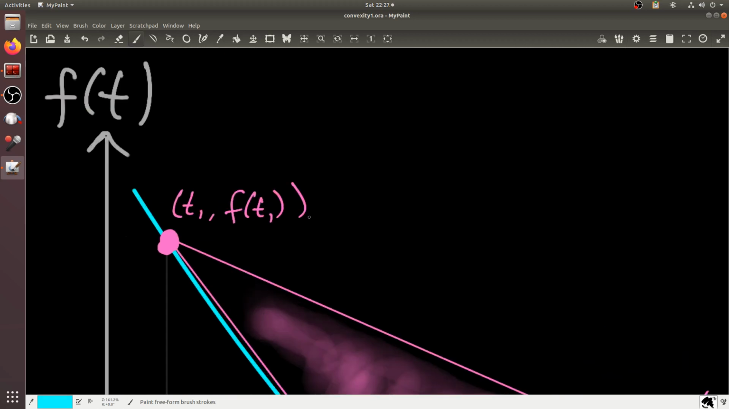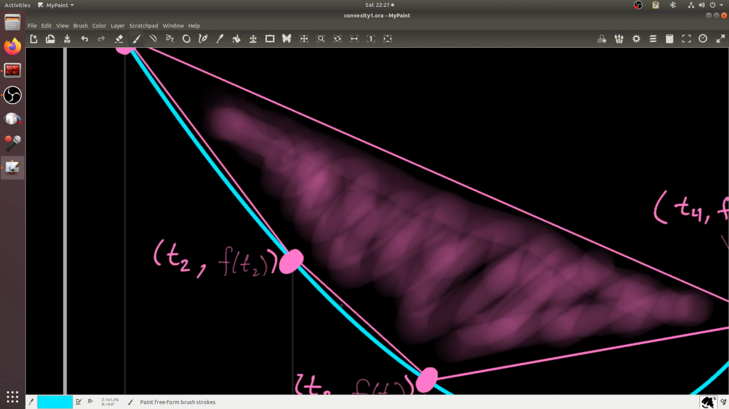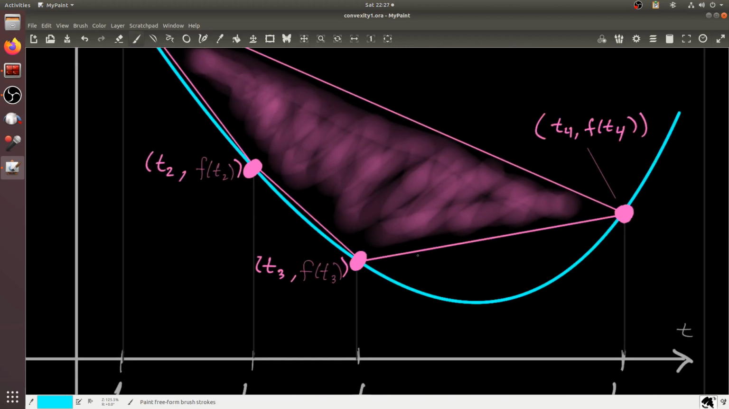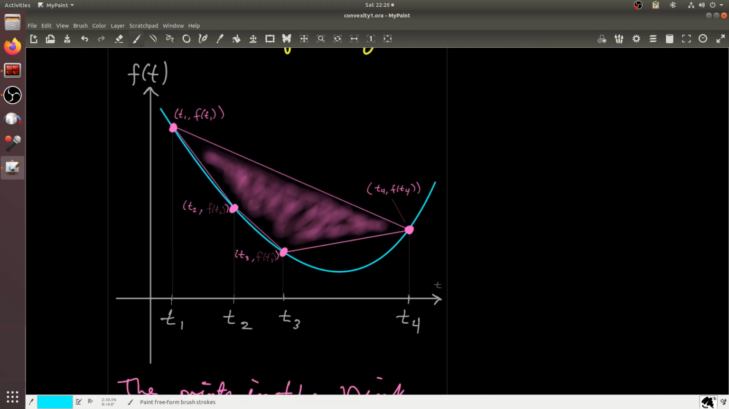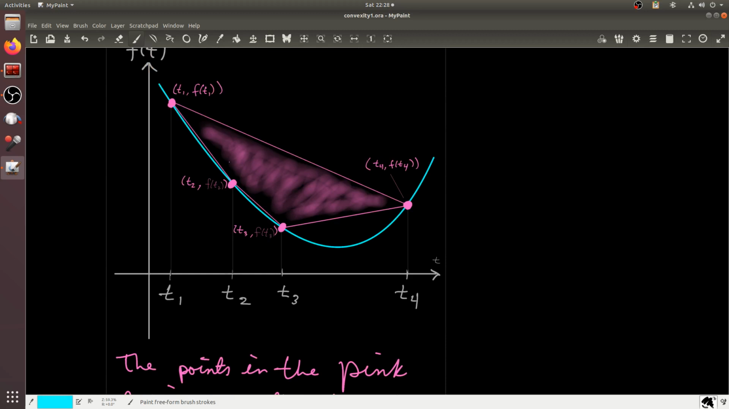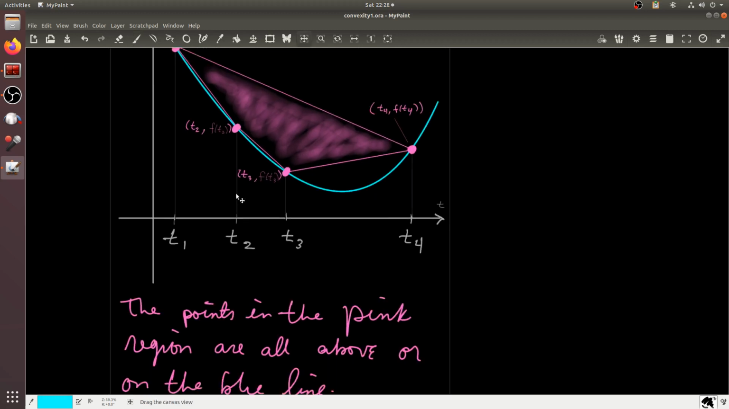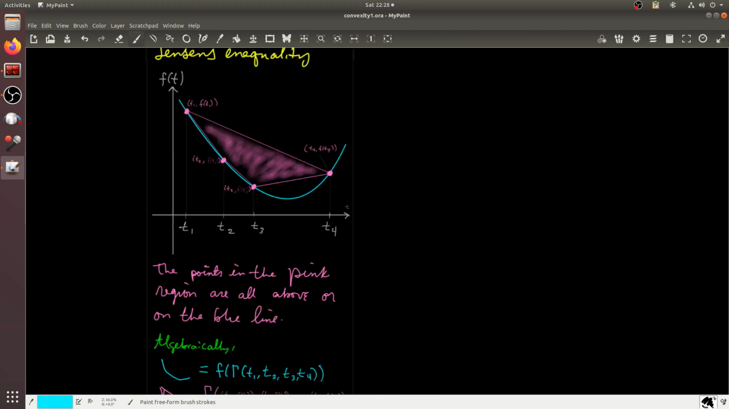So I labeled these T1 and f of T1. This is T2 and f of T2, T3, f of T3, T4, f of T4. The pink region is all convex combinations, so all probability distributions on these 4 points. Not quite, because we're not in the right number of dimensions. You get the idea. The points in the pink region are all above or on the blue line. That's the point.